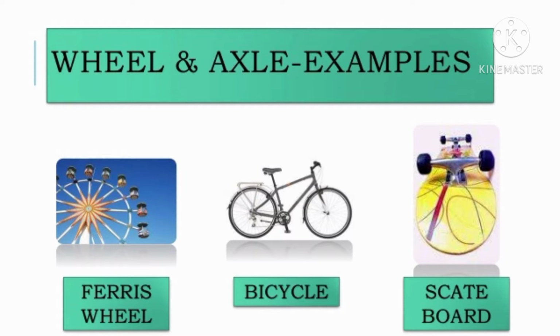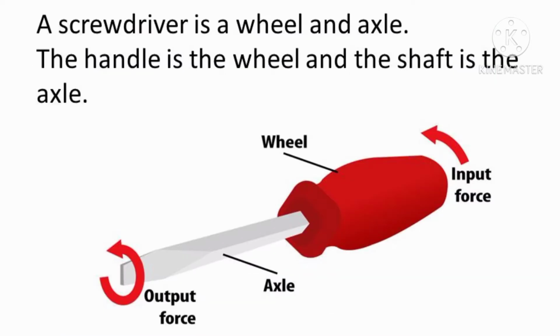A screwdriver is also an example of a wheel and axle arrangement. In a screwdriver, the thick handle works as the wheel and the thinner metal rod as the axle. With this arrangement, it takes less force to move something.